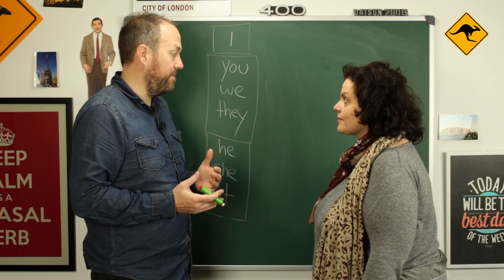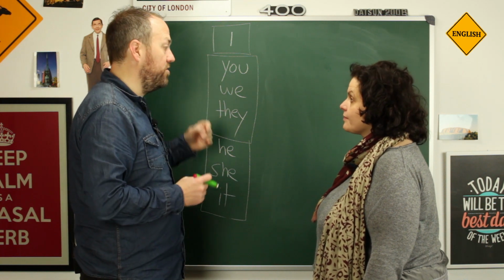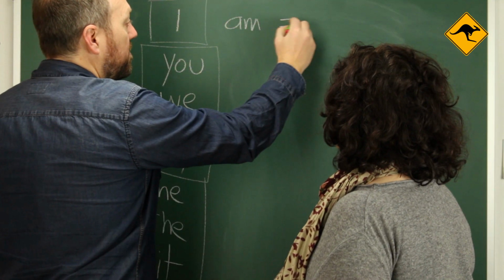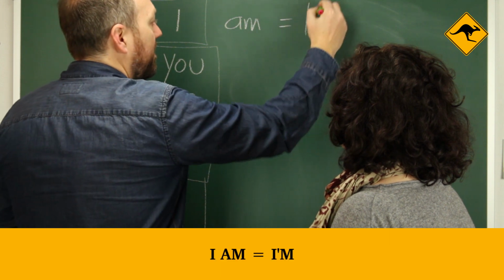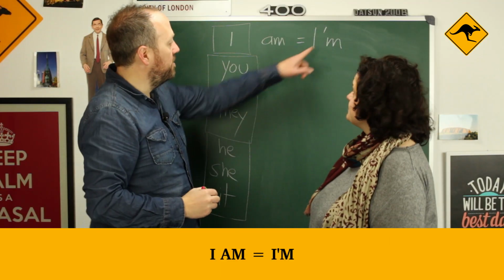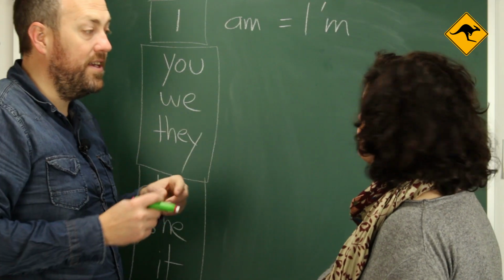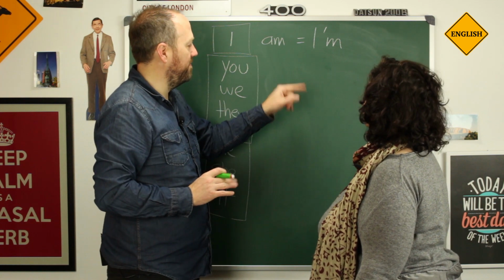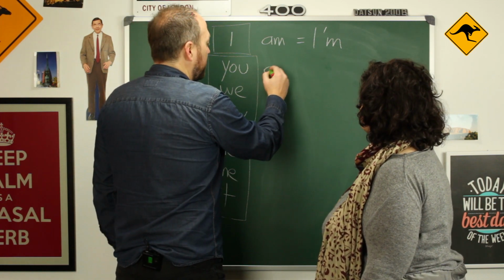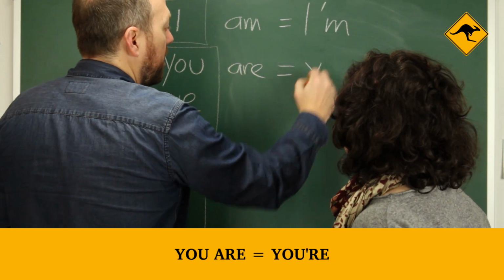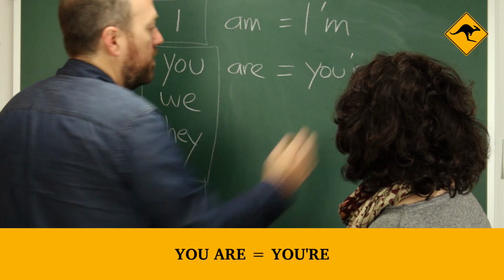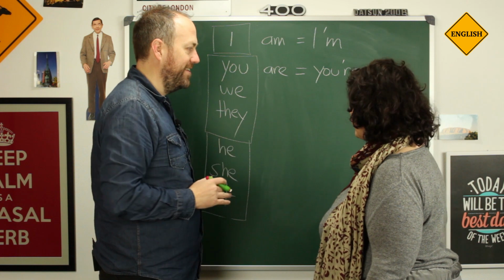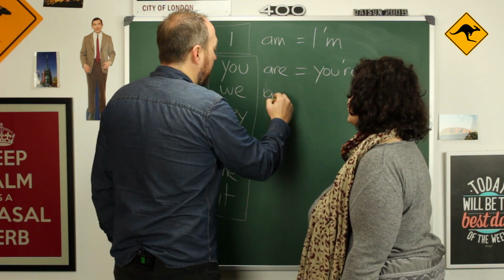One other important thing is sometimes we use contractions. For example, I am becomes I'm. Very good. Like this. So the apostrophe is to indicate the letter has disappeared. I'm. And this one is? You're. Good. So you are is you're. So we can see this is to indicate that the A has disappeared.